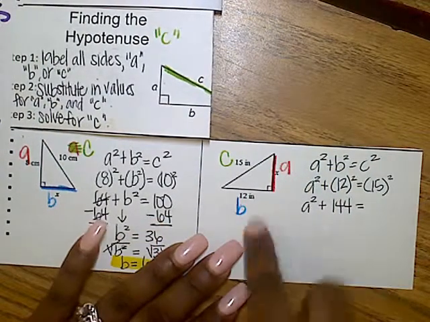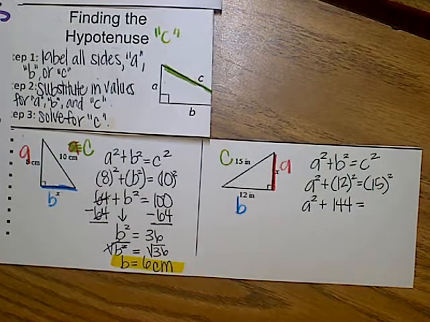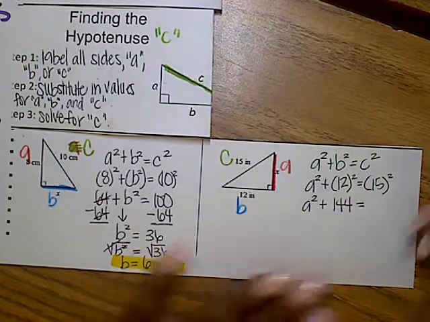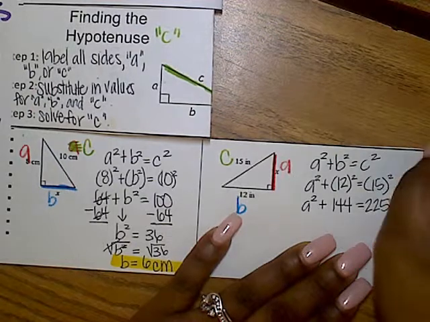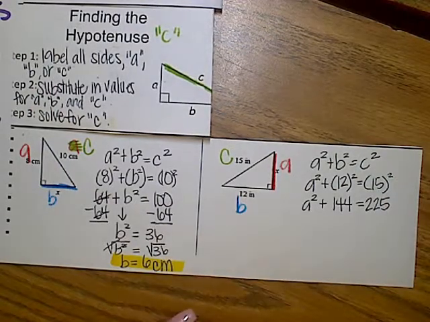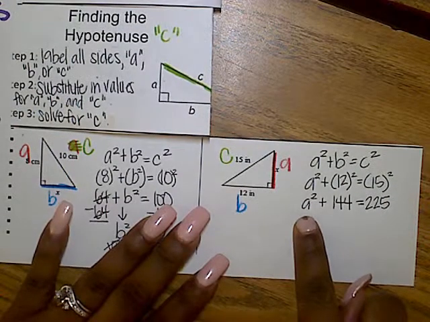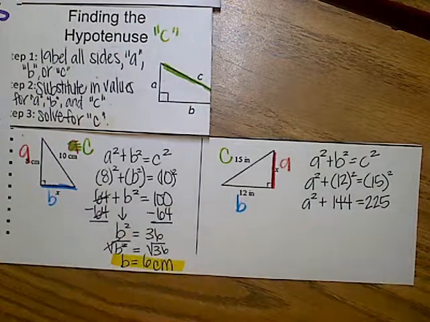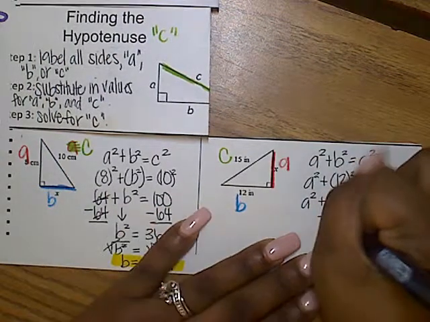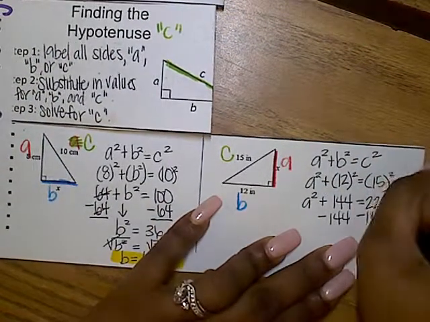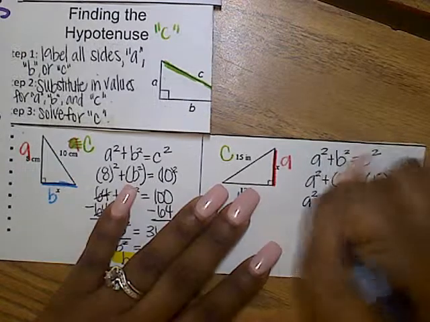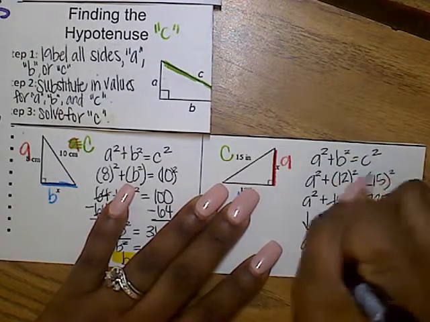And again, I hope you pause it so you can try this on your own and see if you got it. If not, it's okay, keep going. But if you want to, go ahead and pause it to make sure that you can try this on your own. A squared, we want to get by itself, so we have to do the opposite of plus 144, which is minus 144. So that cancels. This comes down.